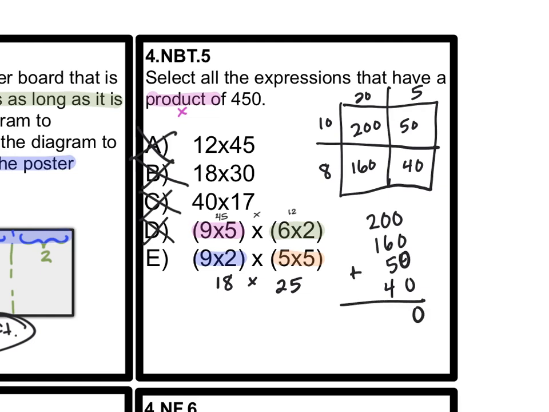Okay, my ones column is 0. In my tens column, I have 6 plus 5, which is 11, plus 4 is 15. Put down my 5, regroup my 1. 2 plus 1 is 3, plus 1 is 4. Woohoo! We finally have a winner, and it is E.